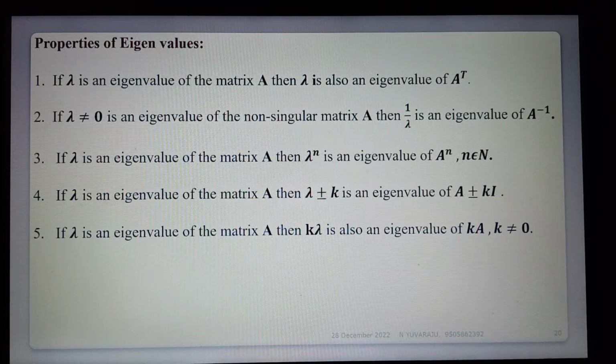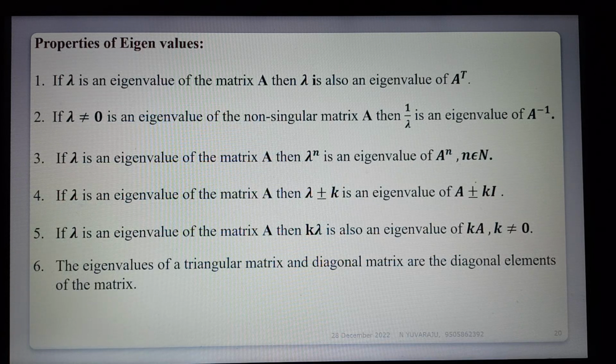Okay, next one, if lambda is an eigenvalue of the matrix A, then k lambda is also an eigenvalue of kA, and if any scalar is multiplied with matrix A, then the same scalar is multiplied with the eigenvalue. Okay, now this is another one.